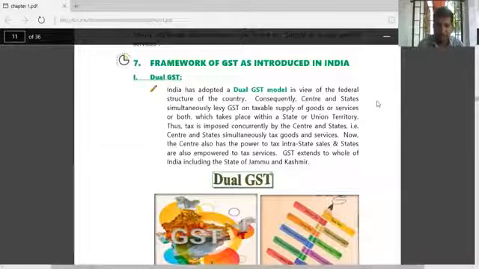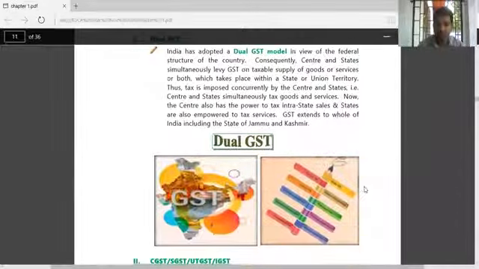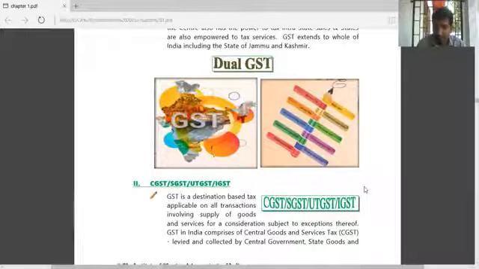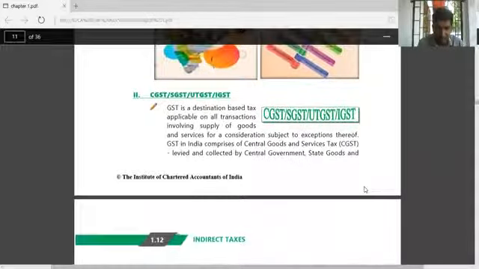So we have discussed the dual GST model. Now the second one was CGST, SGST, UTGST, IGST. That is, GST is a destination based tax. So we will look at the place of supply, and if the location of the supplier and the place of supply are in the same state, we will be charging CGST plus SGST. And if both are in different states, we will charge IGST. We have discussed that concept.